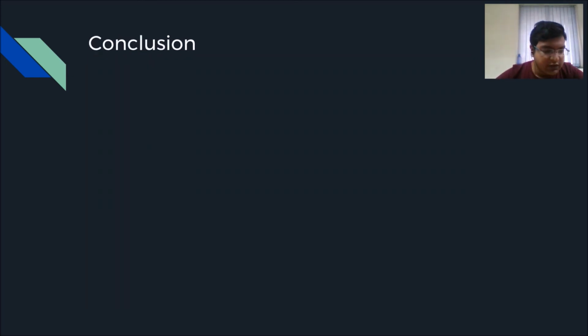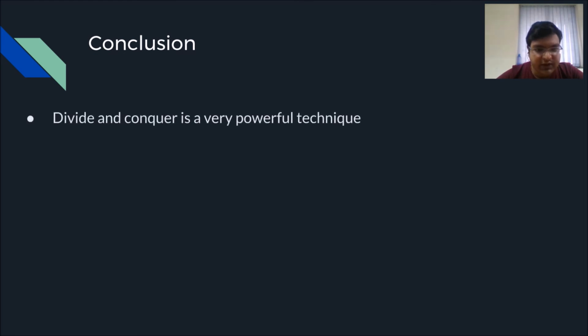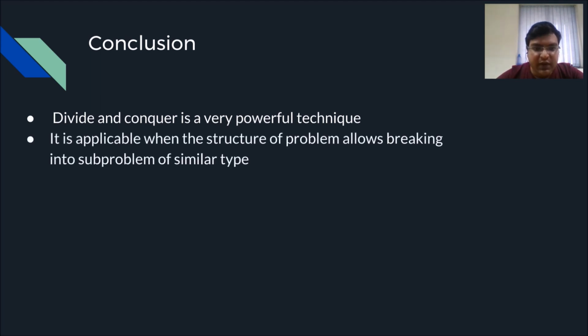So now it's time to conclude our tutorial. What we have learned is that divide and conquer is a very powerful technique. It is used in most classes of algorithm. The basic idea of divide and conquer is that you somehow have to figure out how to divide your problem into 2 problems of smaller sizes, and then you need to find a way of merging these 2 smaller sub-problems to find a bigger problem. It is typically applicable when the structure of the problems allows breaking into sub-problems of similar type.